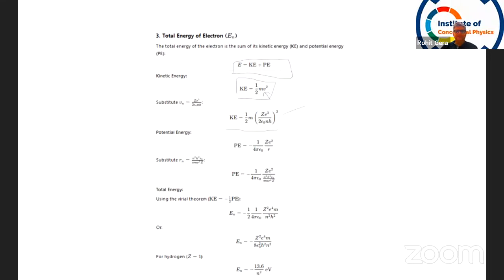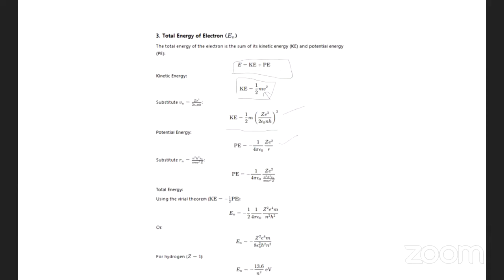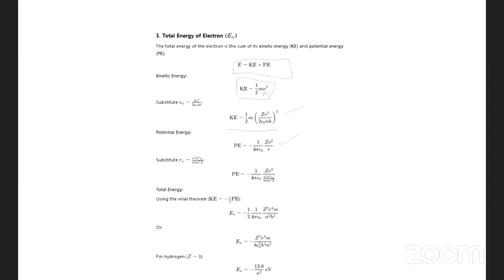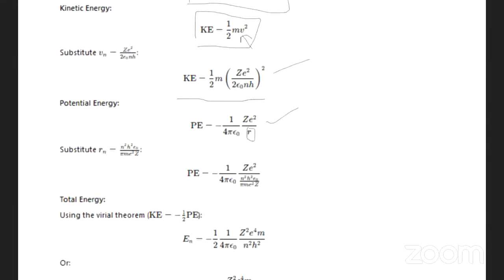Potential energy formula is minus KQ1Q2 by R, where the charge is Ze into e. So this is your potential energy. This R expression we already know, we've already done the derivation, so he has substituted the value of the radius also.